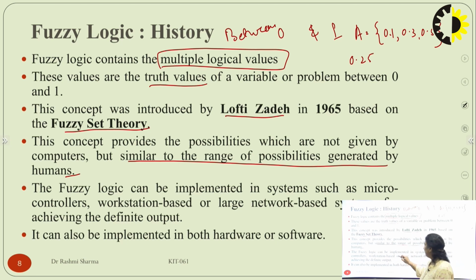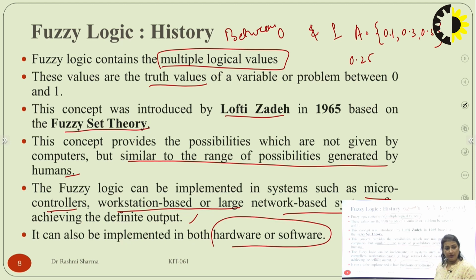So fuzzy logic can be implemented in systems such as microcontrollers, workstations, or network-based systems where we require a definite output. And when these particular values come, we have some inferences to be drawn, and according to those inferences, we take some particular action. So that's why we have a fuzzy logic system also. It can be implemented in both hardware and software, so we can have a programmatic form also and in hardware also.